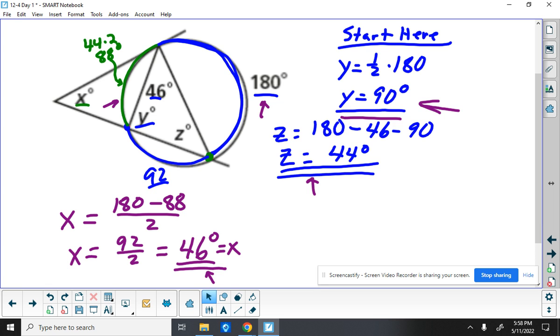Tomorrow we're going to continue on with this particular lesson, but focusing in on the lines that are inside there as opposed to the angle measurements.